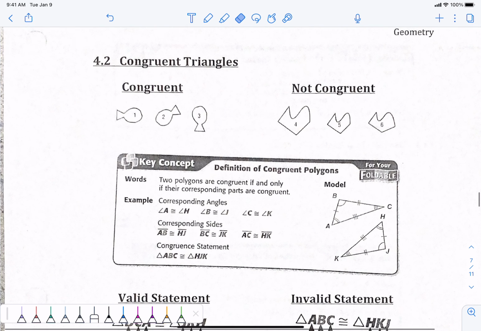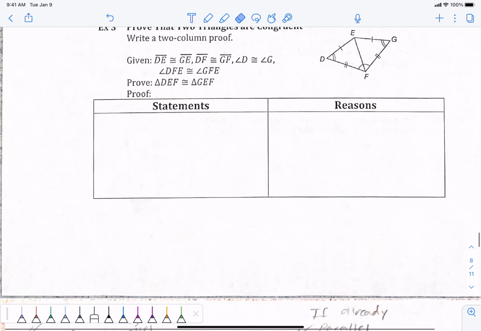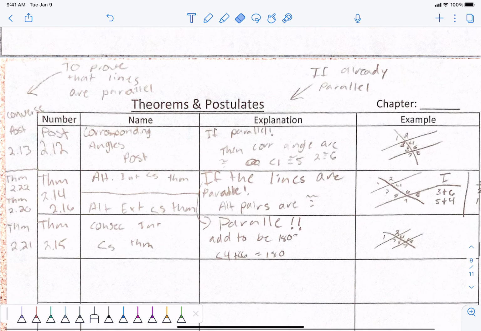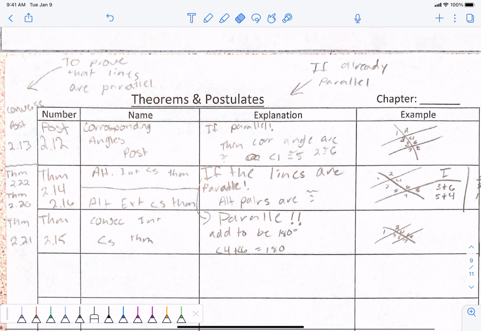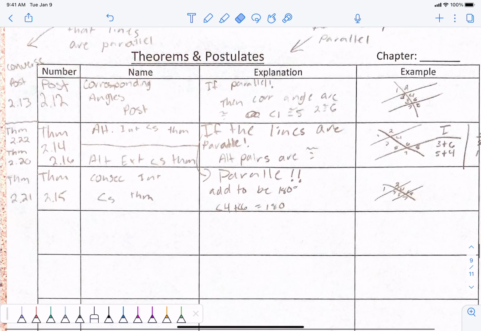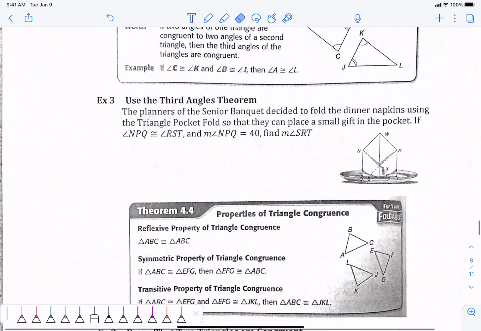This is section 4.2. I'm going to preface this with that we are going to be writing stuff down on that blue sheet, the theorems and postulates sheet. Mine doesn't look blue, but when I take a picture of it, it kind of turns it white. So this is your blue sheet. We're going to add some stuff to that blue sheet here in just a minute, okay?